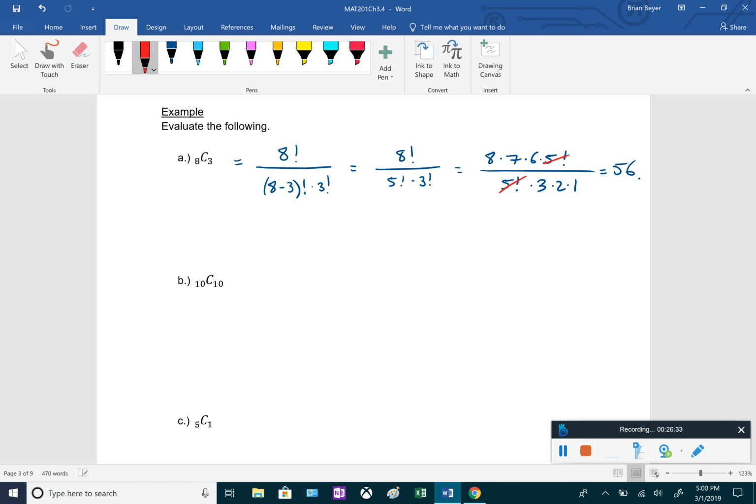That is going to equal 56. So what does this mean? This means there are 56 ways we can choose 3 objects out of 8 objects.